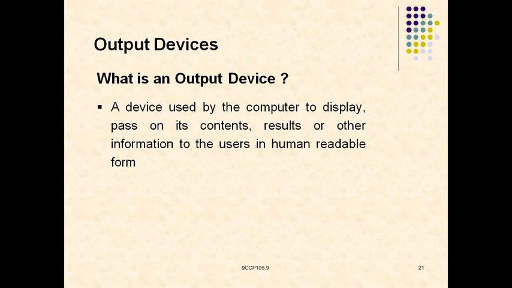Now let us see what an output device is. What is an output device? A device used by the computer to display or pass on its contents, results or other information to the users in human readable form. Okay, so what are the output devices? That is monitor and printer.